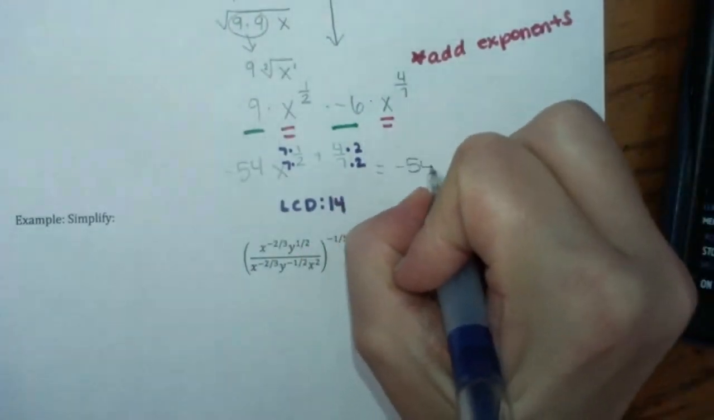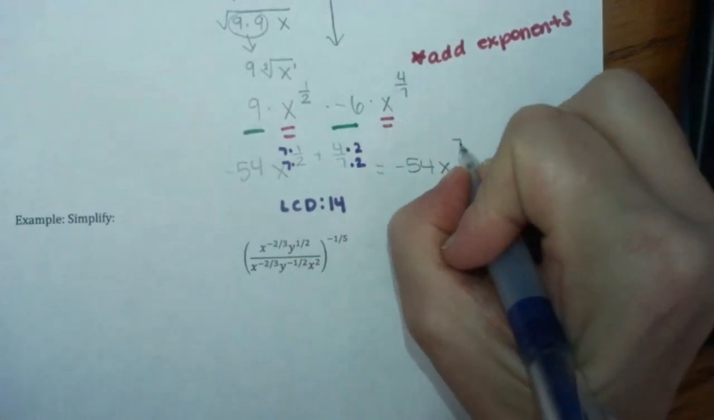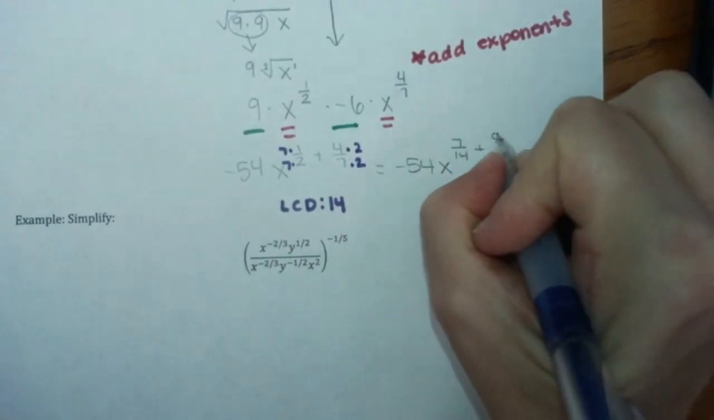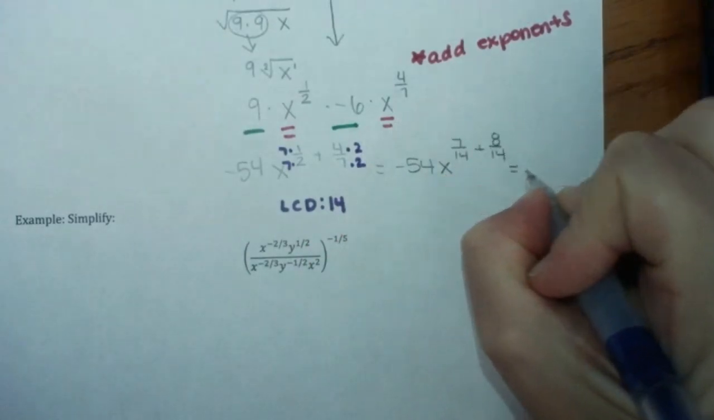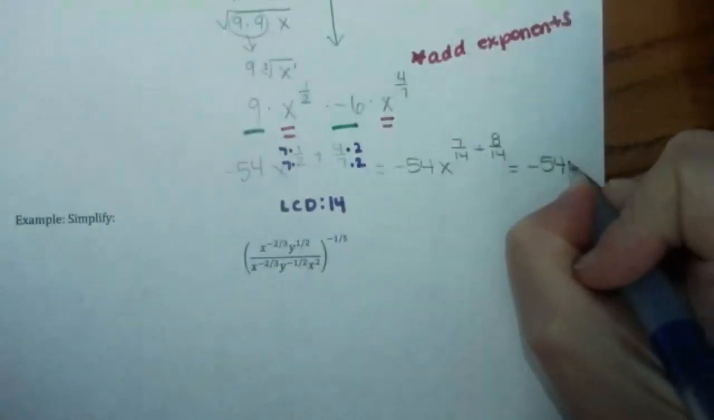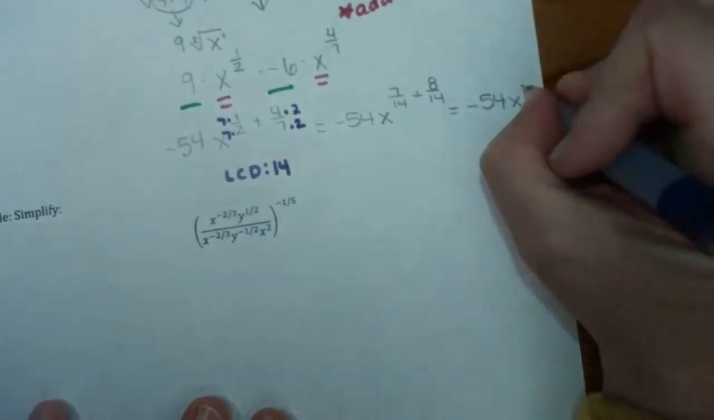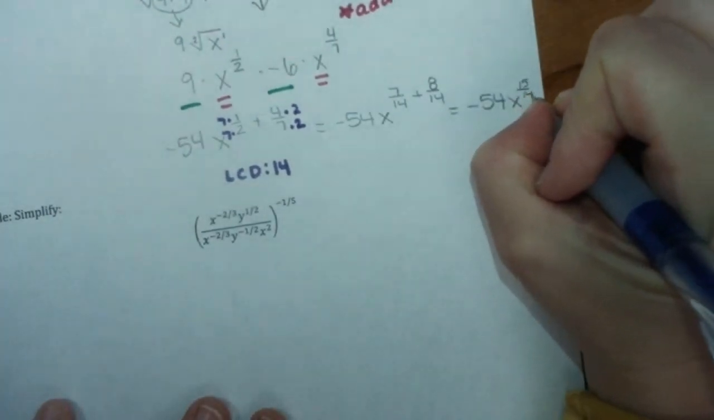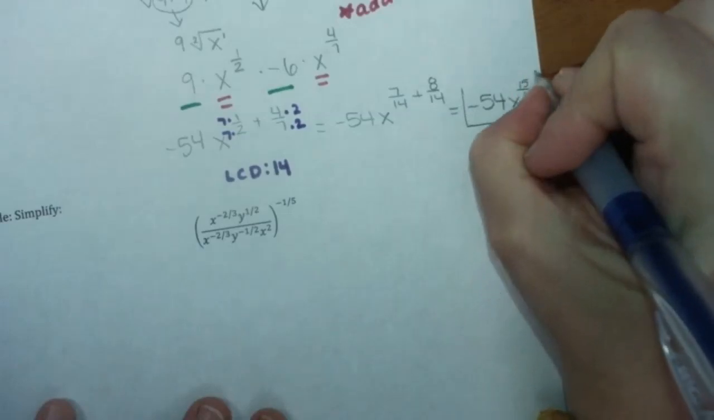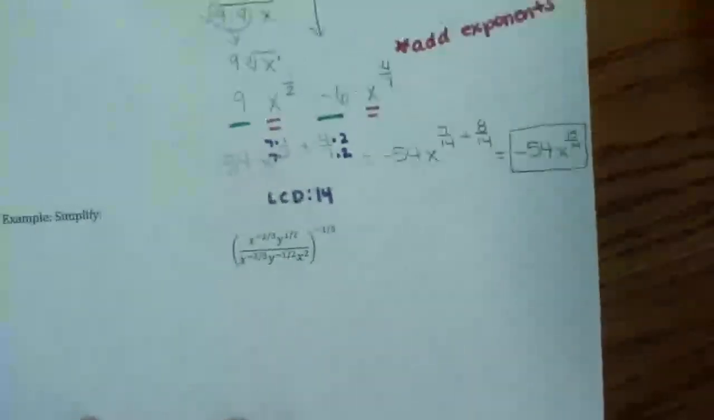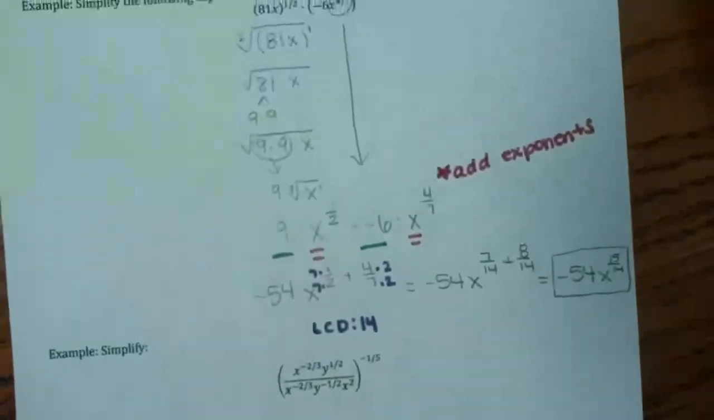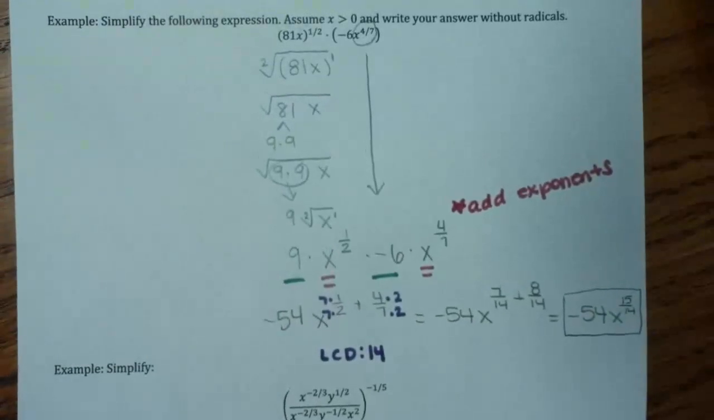That'll leave us with negative 54 just hanging out front. X to the power of 7/14 plus 8/14, which would leave us with our final answer of negative 54x. 7/14 plus 8/14 will give us 15/14. So that's it. So negative 54 times x to the power of 15/14. Try to put it all on one page. There you go.